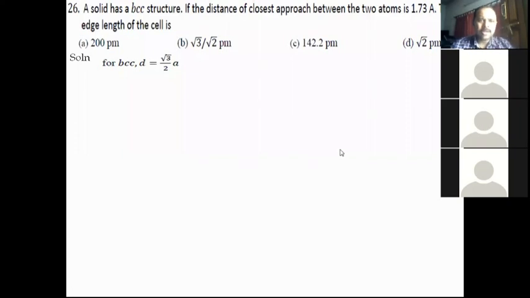Actually, the relation between R and A is 4R is equal to root 3 A. But D is equal to 2R. If you substitute, you will get D is equal to root 3 A by 2. So A is equal to 1.73 into 2 by root 3, because they have given D there. So it becomes 2 angstrom, and 2 angstrom is nothing but 200 picometers. So option A is correct, as most of you have given.